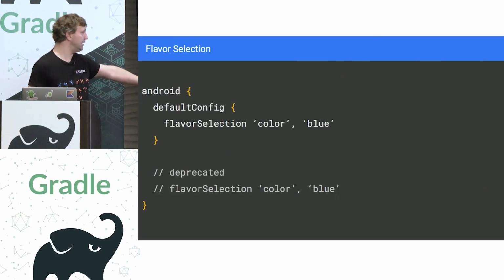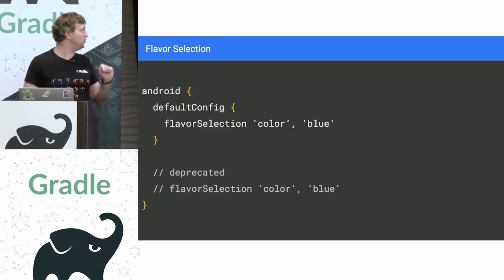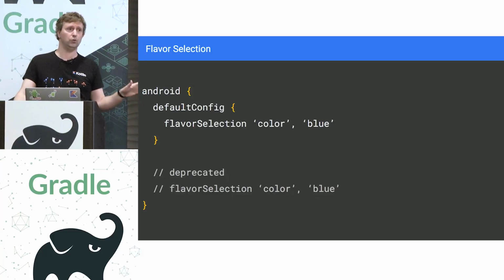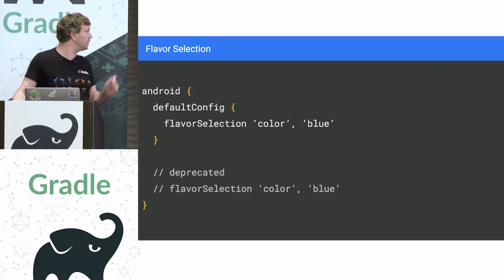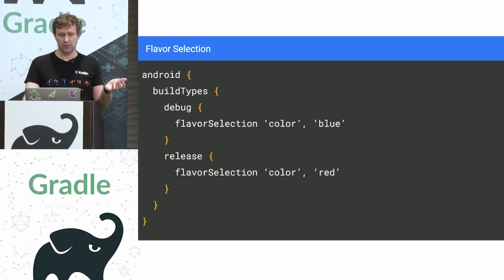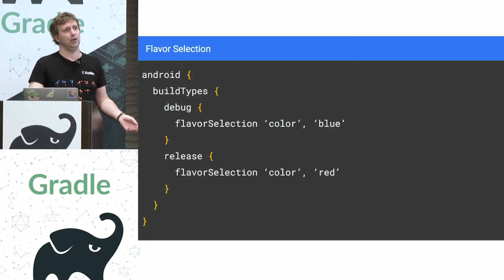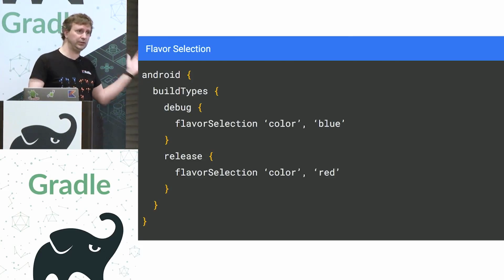So during I/O, I showed that DSL, on the Android blog, flavor selection, and we just removed it. We moved it instead to both flavor and build type. So here, if you want to apply it to everything, you can just go and put it on default config, flavor selection. Color is the dimension, and then blue is the value of the flavor. And that means that because it's variant aware now, you can actually do that per build type if you want. So here, for the debug, you want to consume blue, and for the release, you want to consume red. I don't know why you would want to do that, but you can do it if you want.